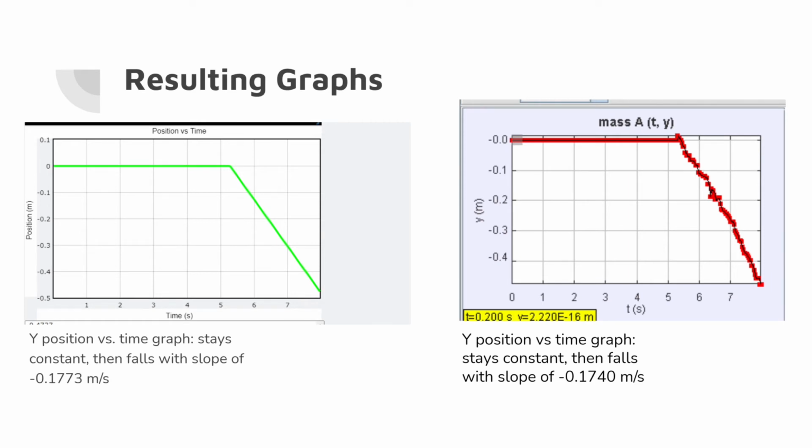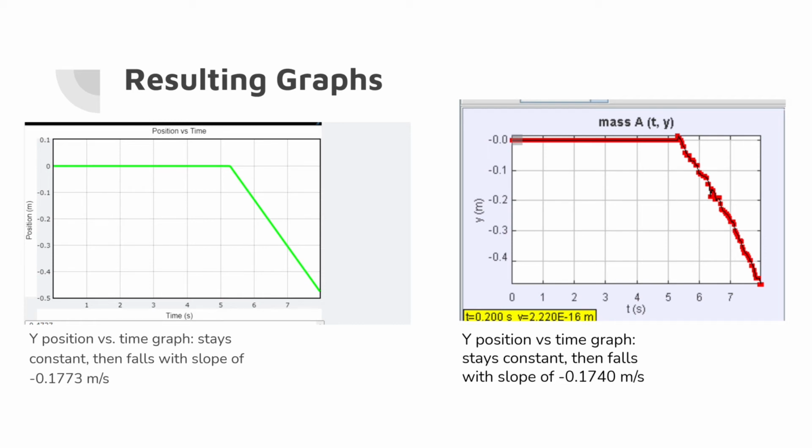The left graph starts constant, and once the bottom starts moving, the graph falls with a slope of negative 0.1773 meters per second. The right graph also stays constant, and once the slinky starts moving, the slope falls by negative 0.1740 meters per second. As you can see, these values are very close, meaning that the model very closely simulates the actual motion of the slinky.